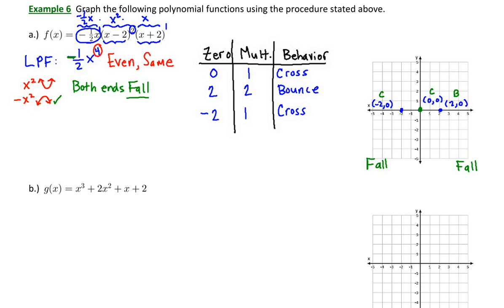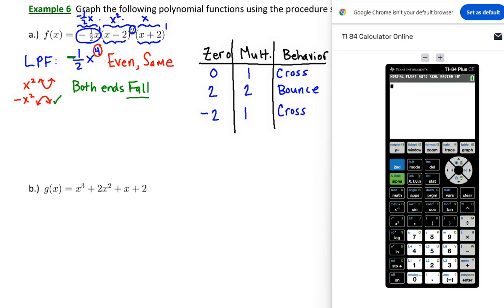We know the left end has to fall. It's going to cross at this x-intercept. Somewhere it has to turn around, I don't know where, but it's going to have to turn around and come back through and cross at this x-intercept. Then it's going to have to turn around somewhere, I don't know where, and head to this x-intercept, bounce, and then fall from there. So I'm sketching this in because I don't know the exact location of these turning points. We'll approximate those with the calculator.